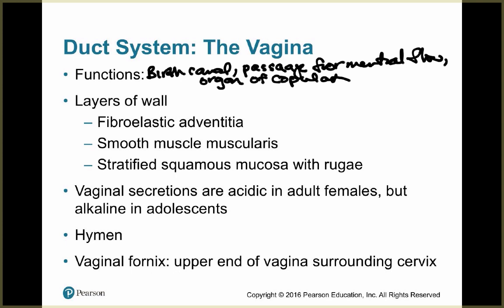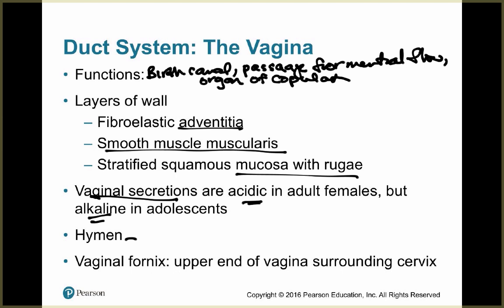Now, it does have several different layers. It has an adventitia. It has a muscularis that's composed of smooth muscle. And then it has a mucosa, and it has these rugae, remember, these folds. Vaginal secretion pH changes throughout your life. It's acidic in adulthood, and it's alkaline in adolescence.